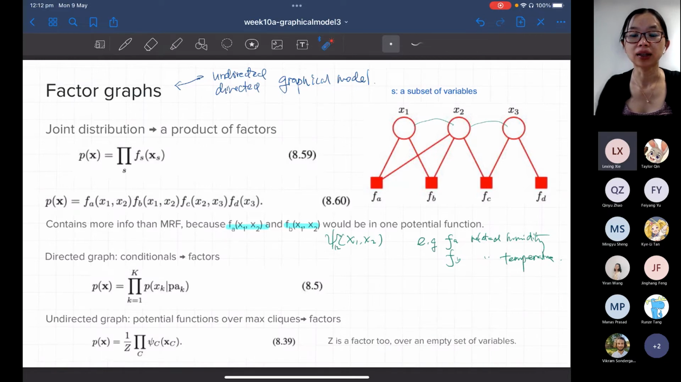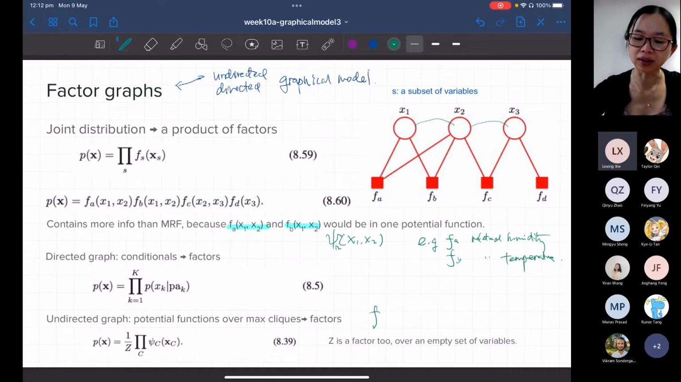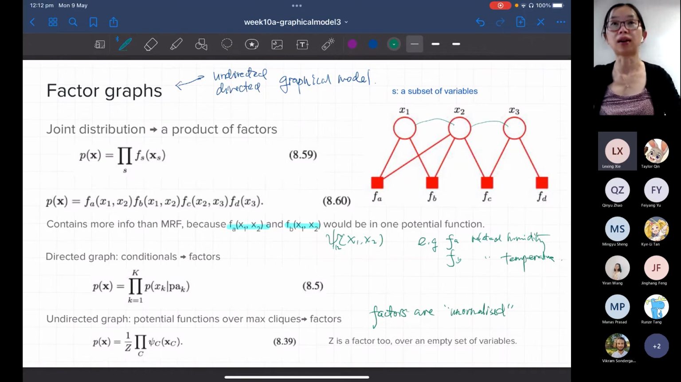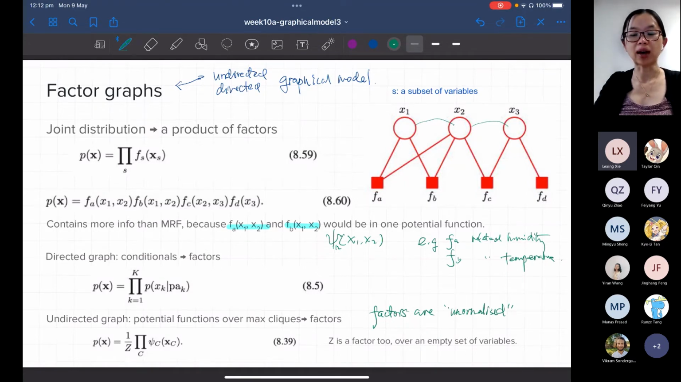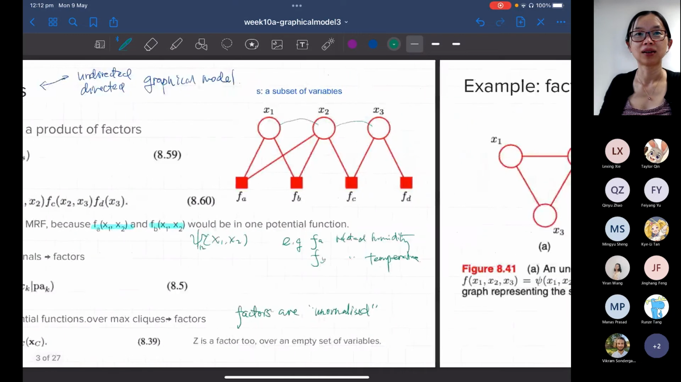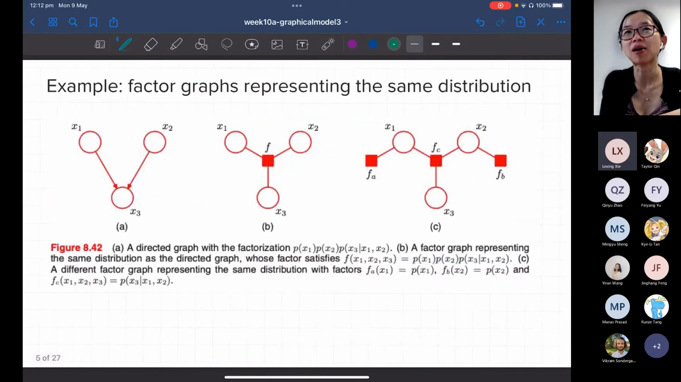This is to say that factors are unnormalized, in the same way that potential functions are unnormalized. They are usually non-negative. It will be good if they are strictly positive, but they are not probability distributions, unlike the conditional probabilities. Okay, we have been mainly talking about factors. Let's look at a few examples before we talk about the graph a bit.